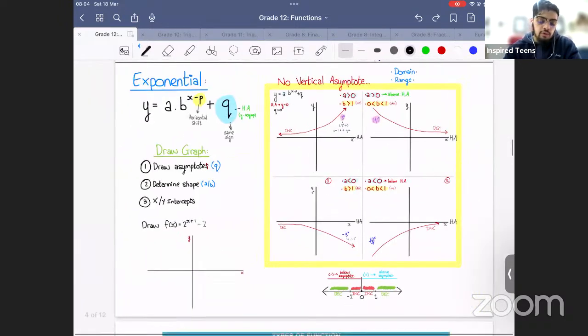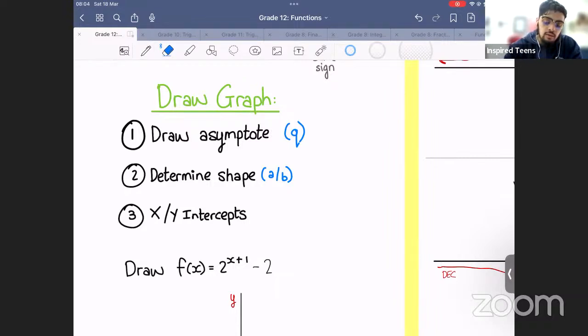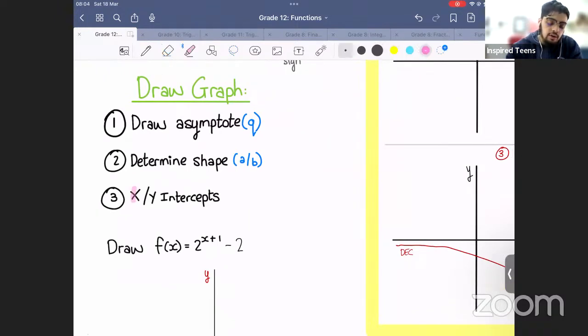Then we can move on to drawing a graph. In order to draw the graph of an exponential function, you need to draw the asymptote, which is q. Then you need to determine the shape, of course. Is it above? Is it below? Is it increasing? Is it decreasing? And then you need to determine the x and y intercepts. So let's do that.